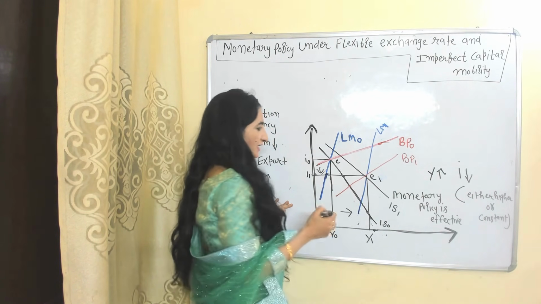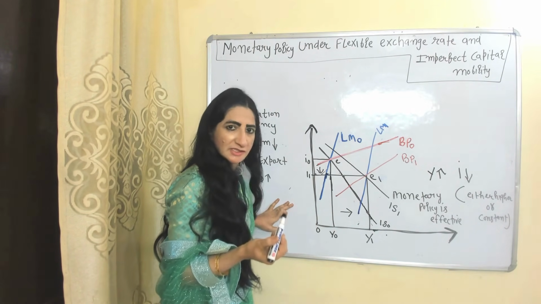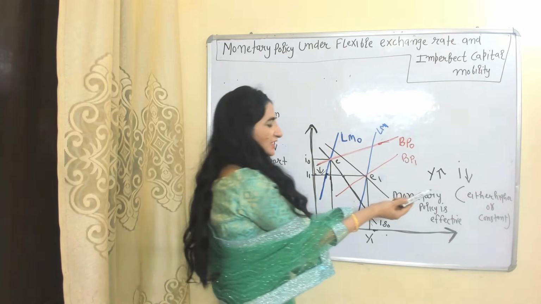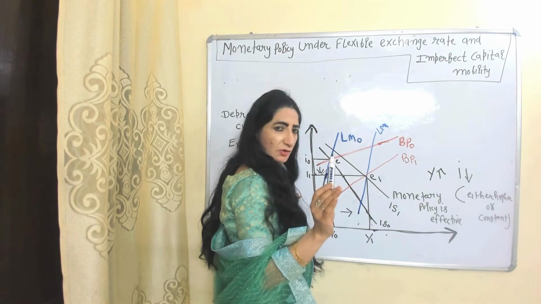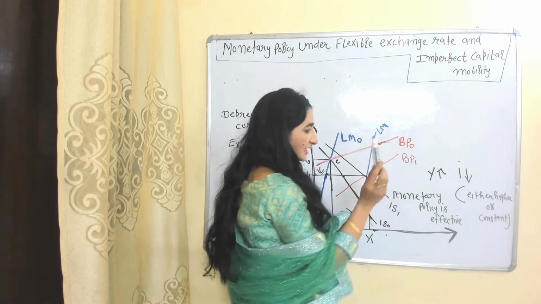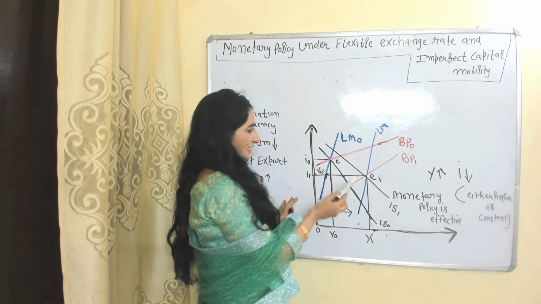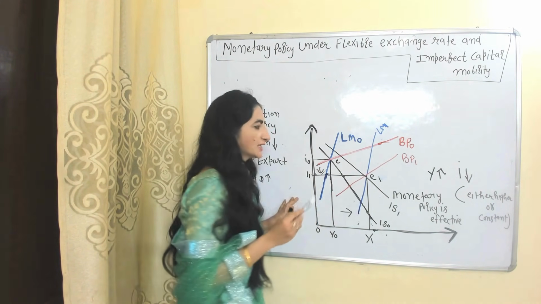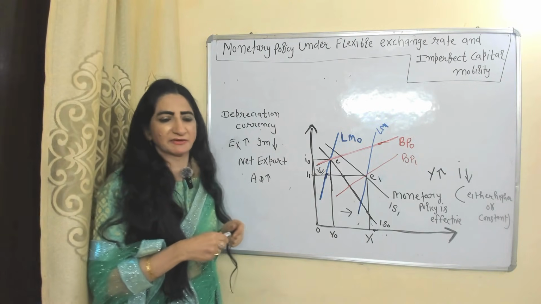If income increases, that means our monetary policy is effective. Interest rate can either be high or constant, but income will definitely increase. So we can say that at this equilibrium point, our monetary policy is effective.